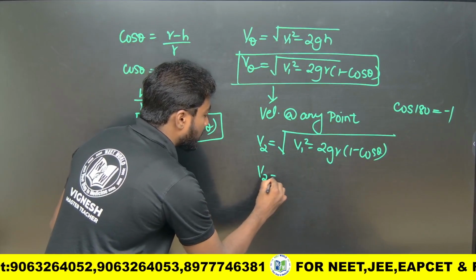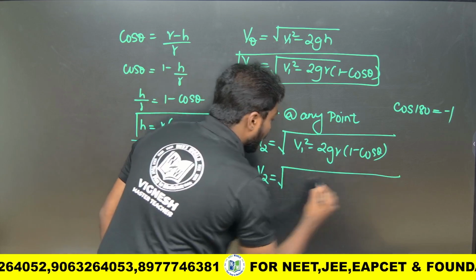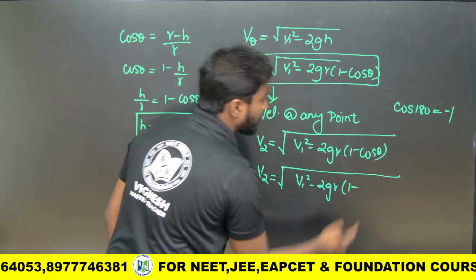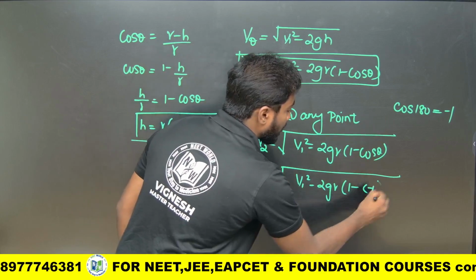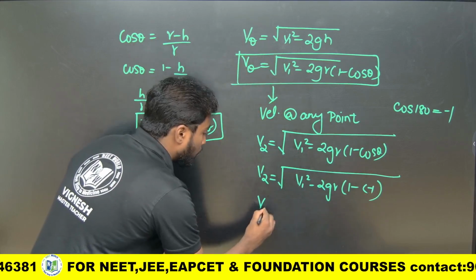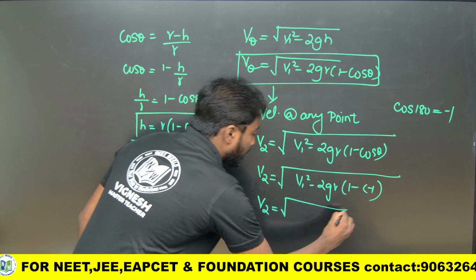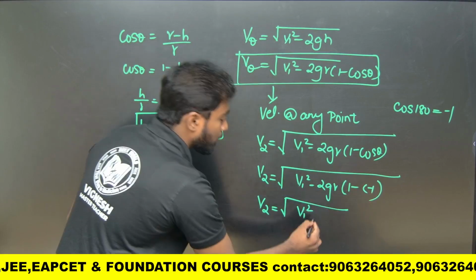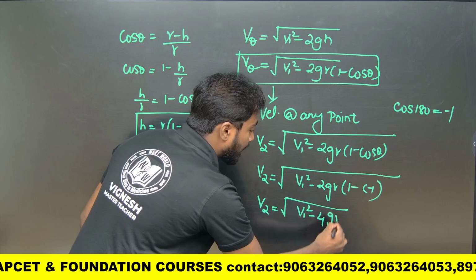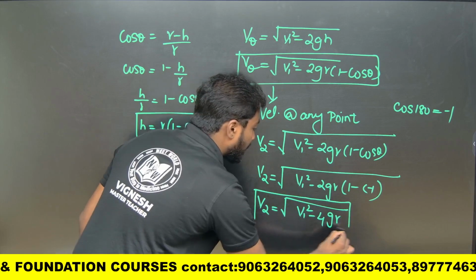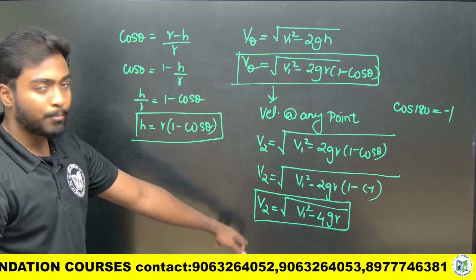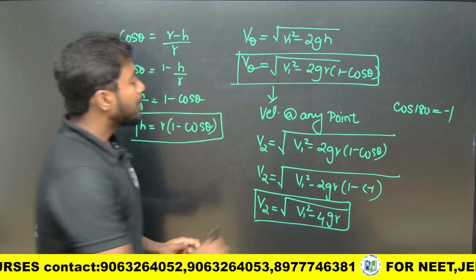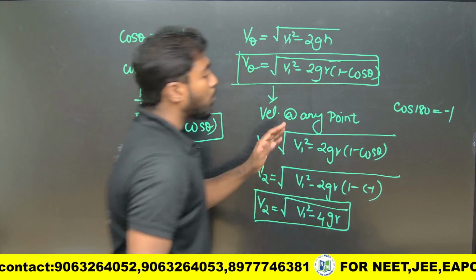So V2 is equal to under root of V1 square minus 2gr into (1 minus, so minus of minus 1), right. So V2 is equal to under root of V1 square, so minus of minus 1 will be 2. So 2 into 2 is 4, so minus 4gr. So this is the velocity at the highest point with respect to the lowest point, and this is the velocity at any point with respect to the lowest point of the circle. So this is about the velocity.